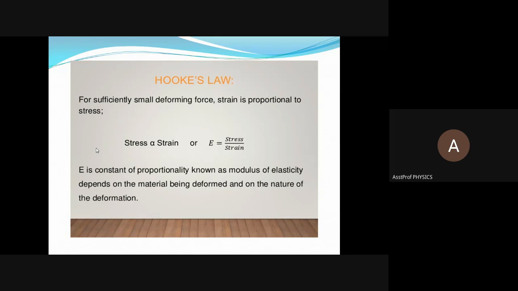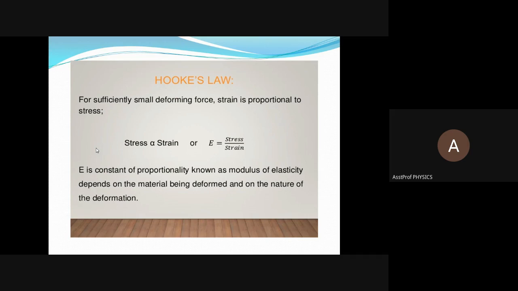In everything we calculate a modulus value called Young's modulus. That modulus varies depending upon the shape change: length, area, volume, or angle. When it changes like that, the value changes. But that is a constant value, it is a number. So according to Hooke's law, you can define it in the simplest way.